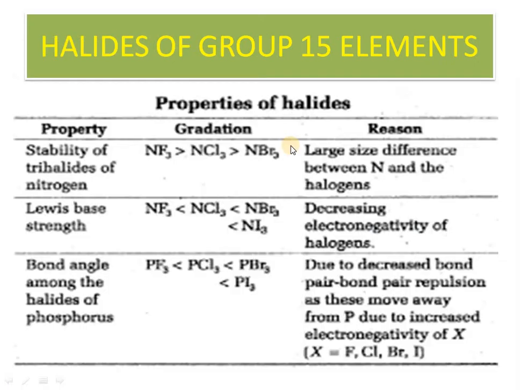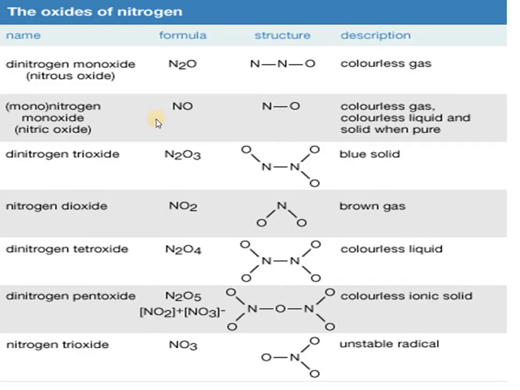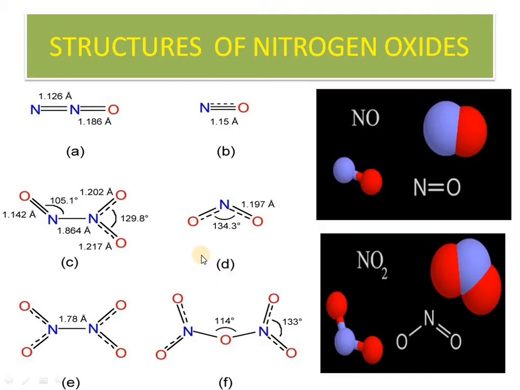Okay. Now, here these are the oxides. Nitrogen we have already discussed. These are the gases. N2O is a colorless gas, NO is also a colorless gas, N2O3 is a blue solid, and NO2 is a brown gas, which becomes a solid when we decrease the temperature. N2O4 is also there, and NO2 is a brown gas. This is very important, and you should know about the structure also.